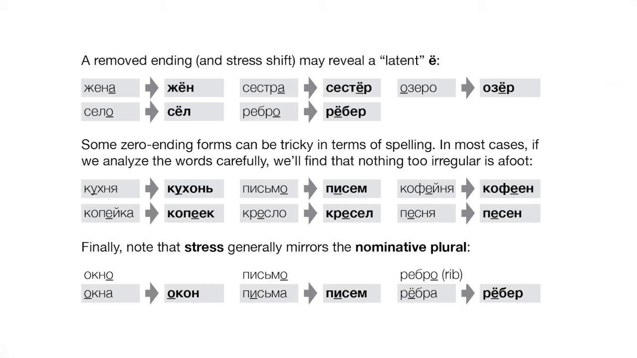Kapieik is the genitive plural, right? Kresla gives kresel. Okay, that one is a bit unpredictable. There's no reason to expect that to get ye instead of o, but it does. Similarly, piesnya becomes piesen. Again, that's unpredictable in the sense that the S is not shown to be soft there. So those final two examples are a bit tricky.